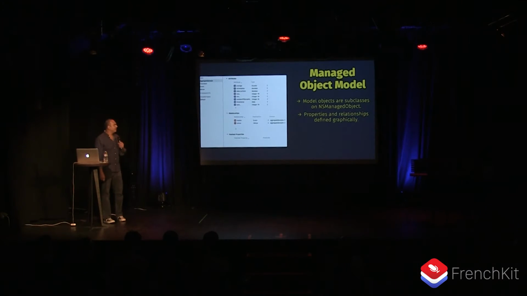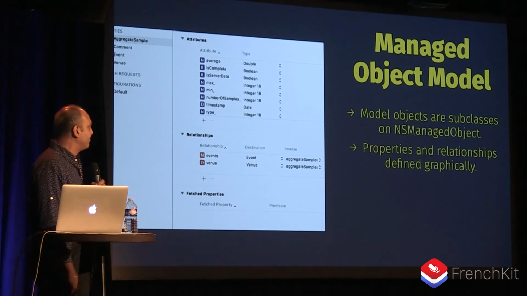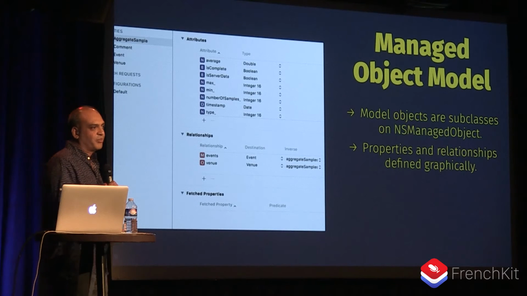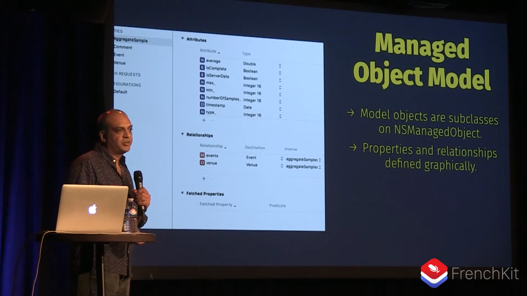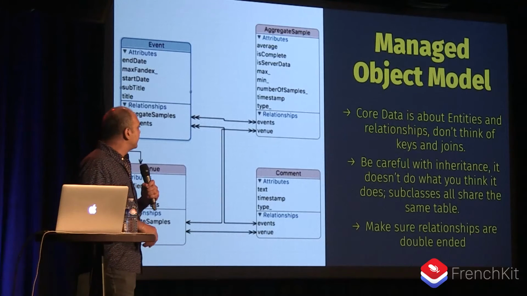Managed object models are how you describe your data. You generally do it in a UI very much like you do with storyboards. I don't know how you feel about storyboards or nibs, but really, if you're going to deal with managed object models, you're going to deal with it in the editor. You just define the properties and relationships. And then it has a graph view as well, so you can see how they're all related together.